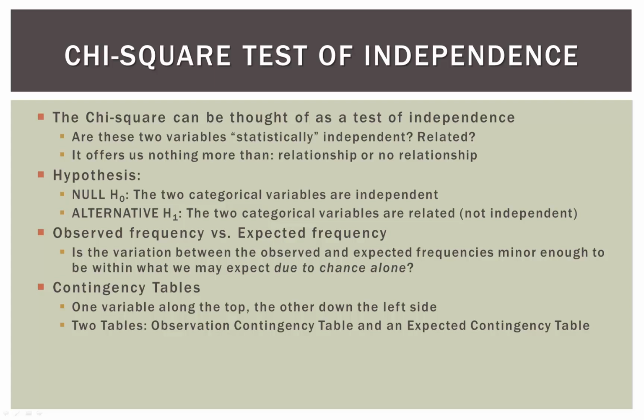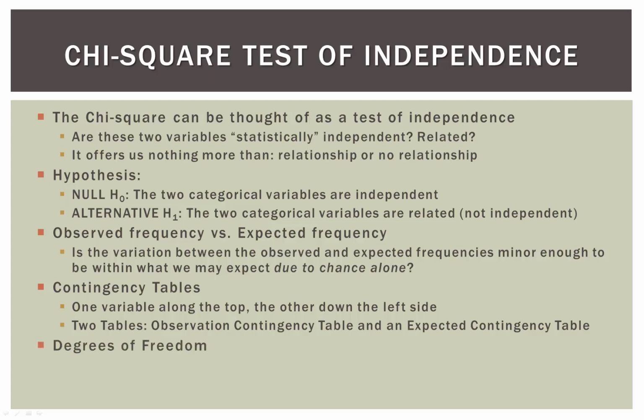Now we're going to be using two tables. We're going to have one contingency table for our observations, which is the data we have. And we're going to have another contingency table for what we expected in our frequencies. So oftentimes these are combined into one table, but for the purpose of this lesson, we're going to go ahead and separate them out so you can see the relationship pretty clearly.